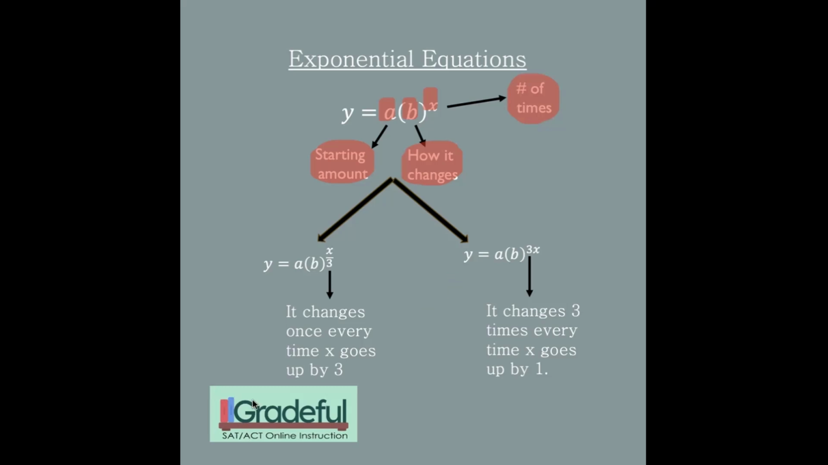Now the two main variations would be if instead of x you had x over 3 for the exponent, that means this thing is going to change once every time x goes up by 3. So for instance, if we're dealing with time, it would change every 3 months. And having a 3x here, as an example, would mean that it's changing 3 times every time x goes up by 1. So for instance, if this is a financial account, I'd be getting my growth of my money 3 times every, let's say, month.